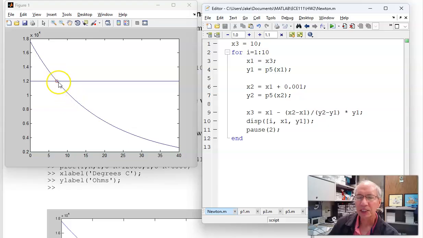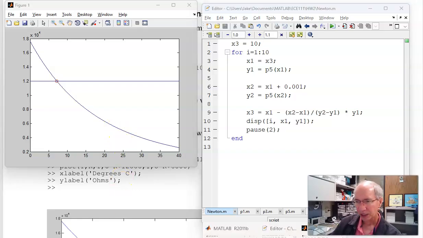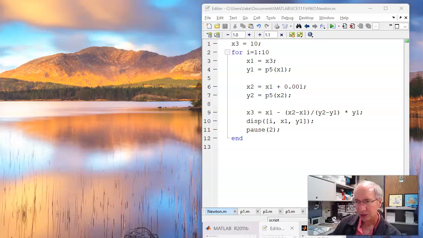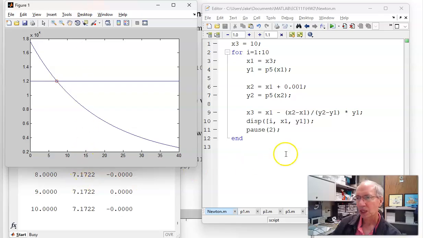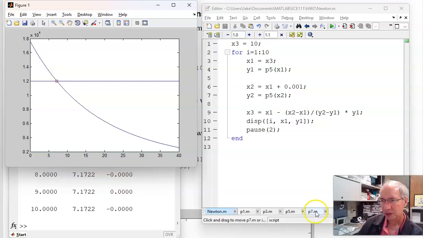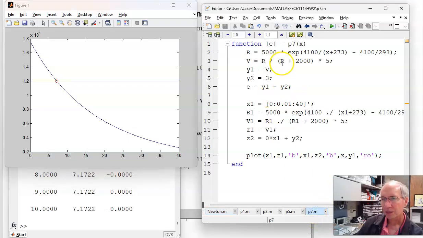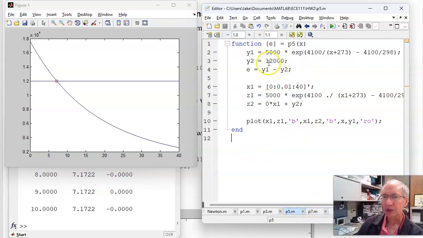tangent. That's my next guess. Keep on drawing the tangent, find the 0 crossings. And pretty quickly, I drive the error to 0. There's the main window. So there's the error, there's the temperature. That tells me that at, where am I? 12,000 ohms, the temperature is 7.1722.